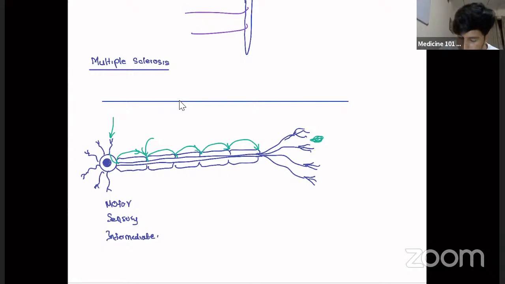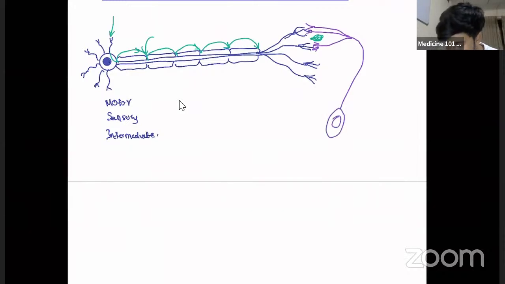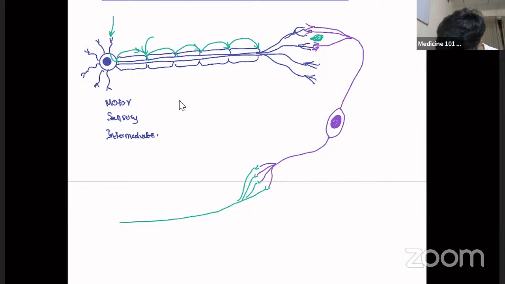And over here, it joins with the second neuron. And look at this structure. Can you guys tell me, is this a motor, sensory, or intermediate neuron? This is intermediate. Yes. And there's going to be the third neuron, which is going to look like this. It is going to have its two ends like this and the cell body in the middle. Pseudo unipolar neurons.